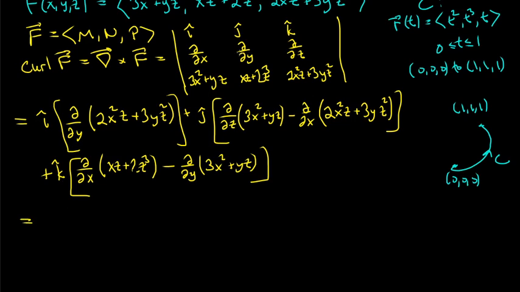Doesn't look like it. Wait a minute. I think I'm missing something here for the first one. I forgot to subtract the z partial of xz plus 2z cubed. Sorry about that. So I've got to squeeze that in there.